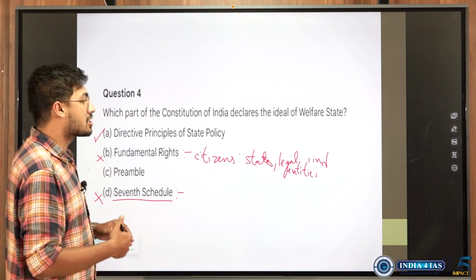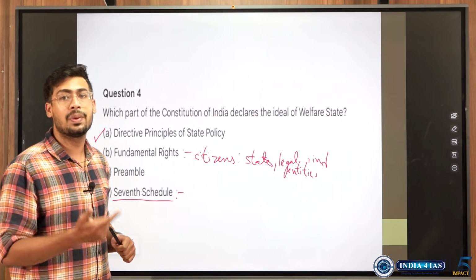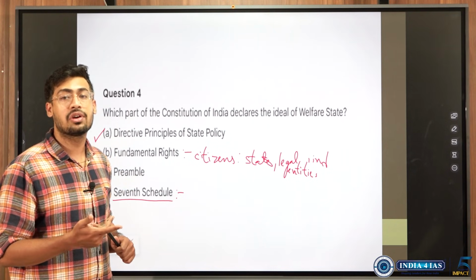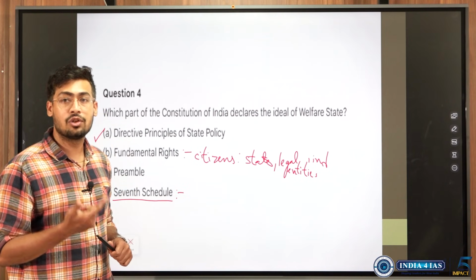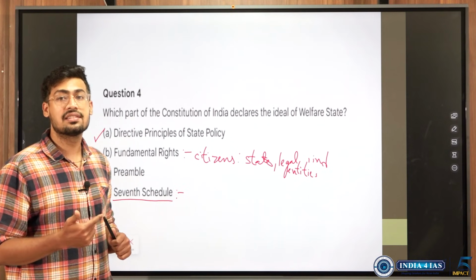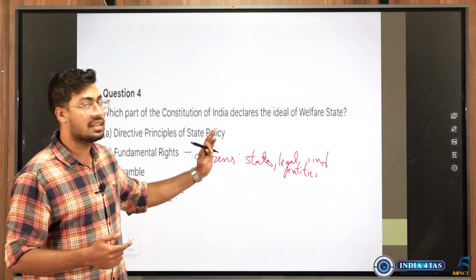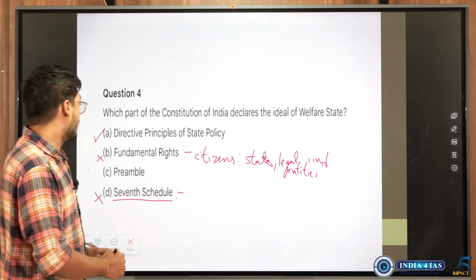So DPSP has so many provisions. For instance, Article 46 says SC/ST development must be done. Article 45 is for healthy development of children. Article 42 is about maternal health. So on, there are articles which ensure that the state fulfills the welfare role.